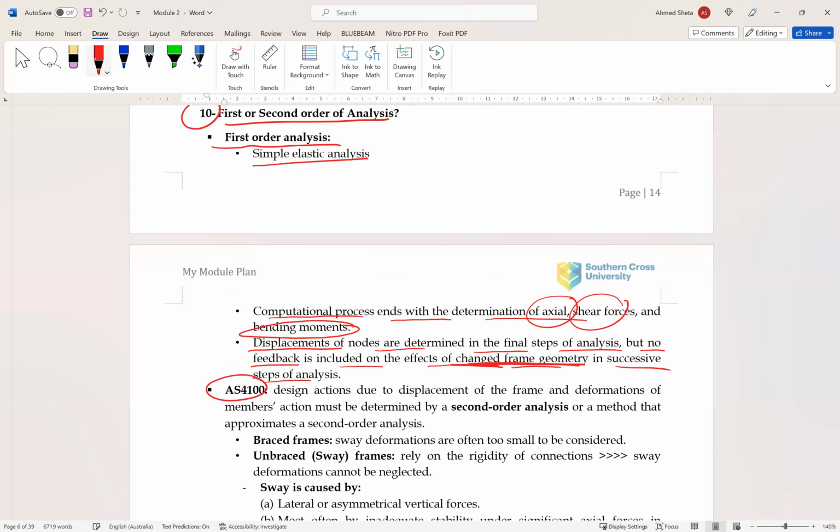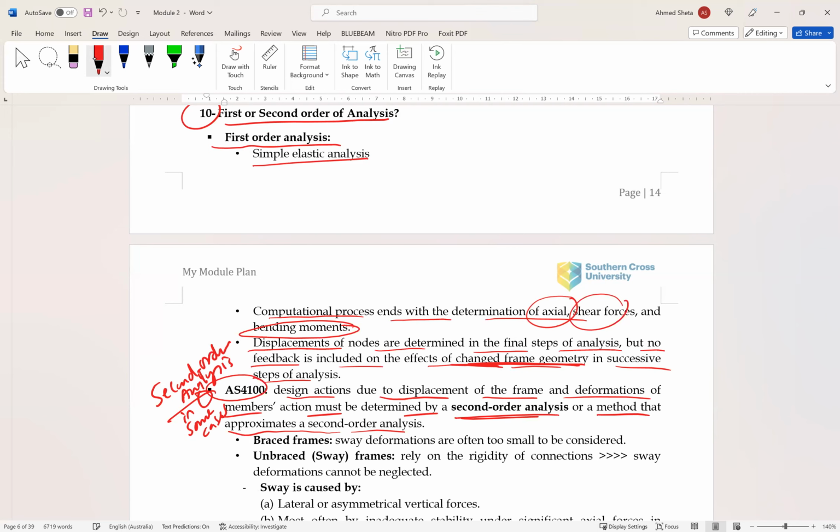The Australian standard AS 4100 says that for design actions, due to displacement of the frame and deformation of the members, the action must be determined by a second order analysis. So the Australian standard requires second order analysis in some cases, or a method that approximates second order analysis.